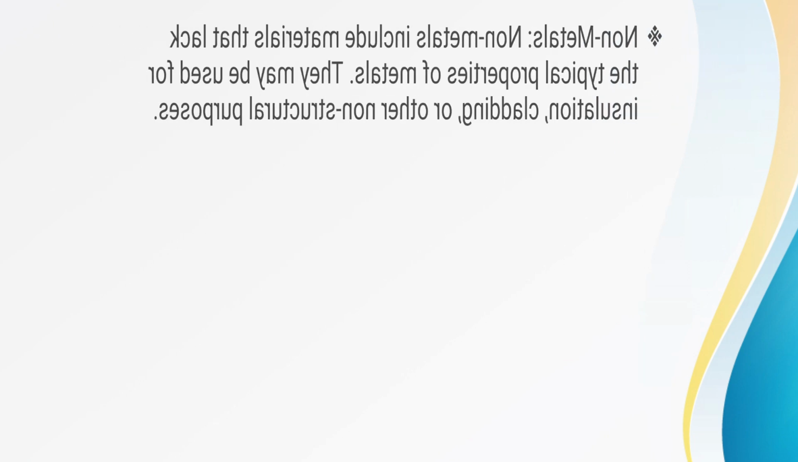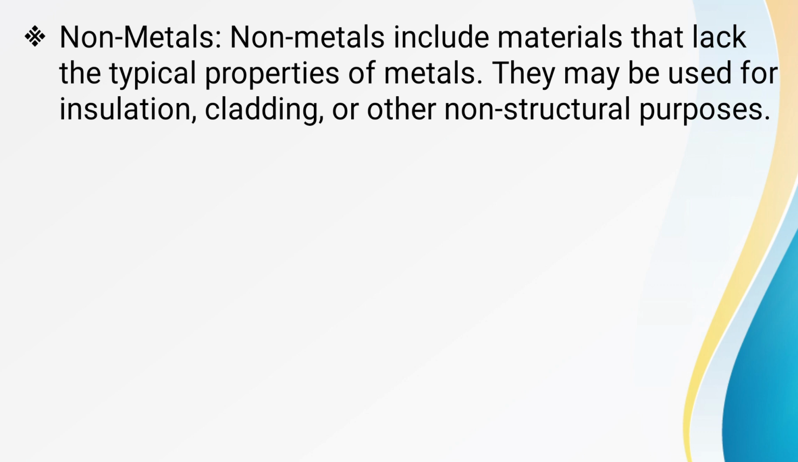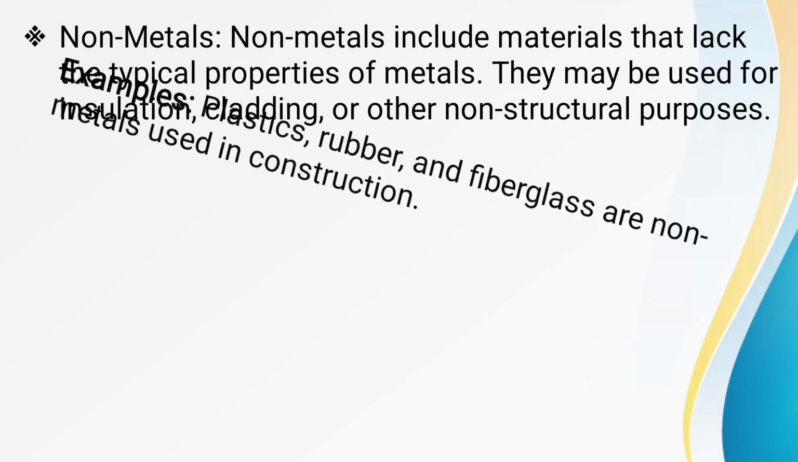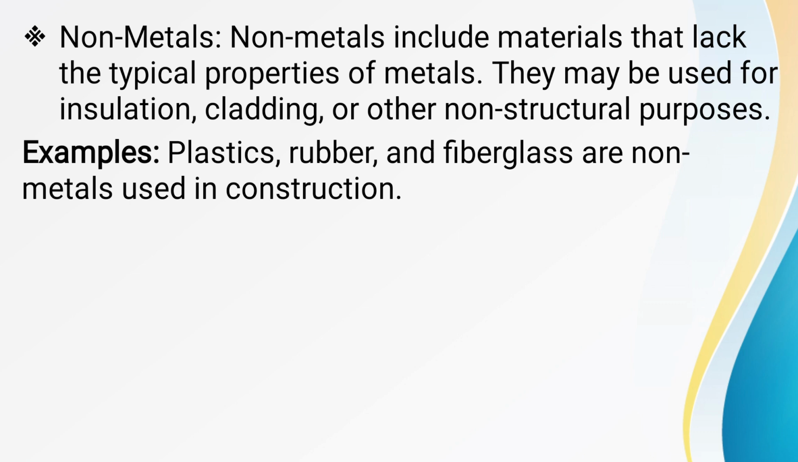Moving forward to non-metals. Non-metals include materials that lack the typical properties of metals. They are mostly used for insulation, cladding, or other non-structural purposes. Here we have examples such as plastic, rubber, and fiberglass.